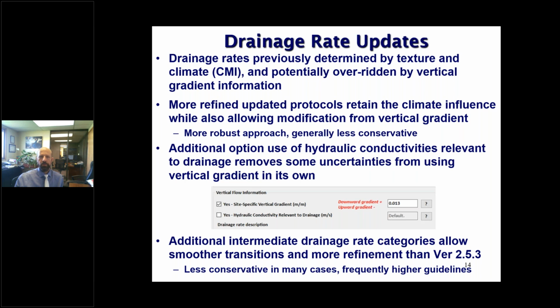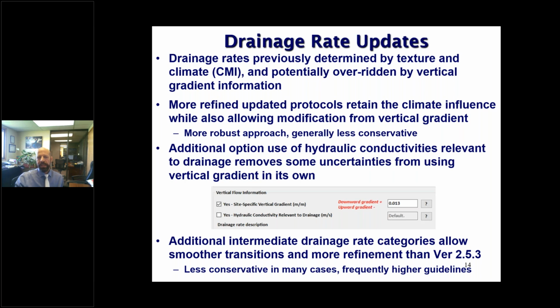There's more categories for drainage rates and a lot more complex interplay between texture and climate and vertical gradient. Previously, vertical gradients, when they were present, would just override climate information, and now there's a more refined combination using the three in harmony rather than having one overpower the others.